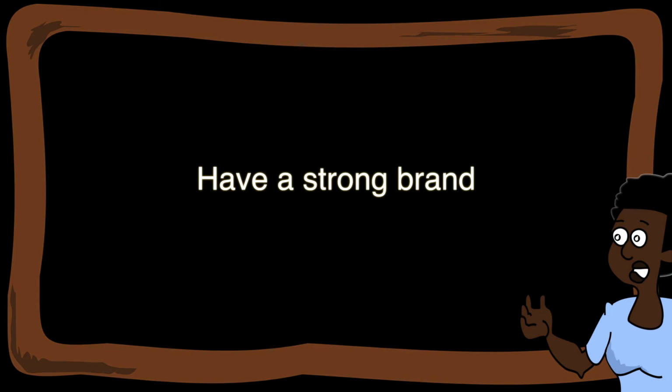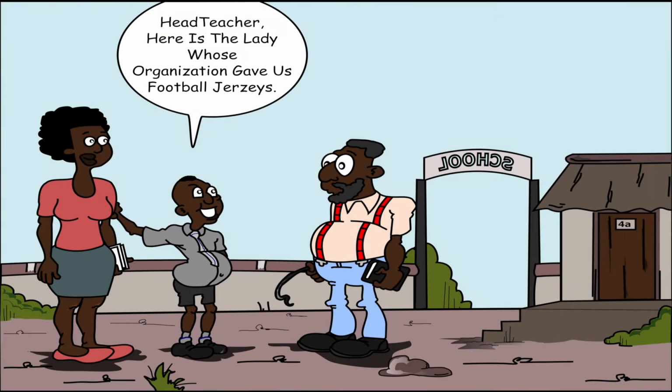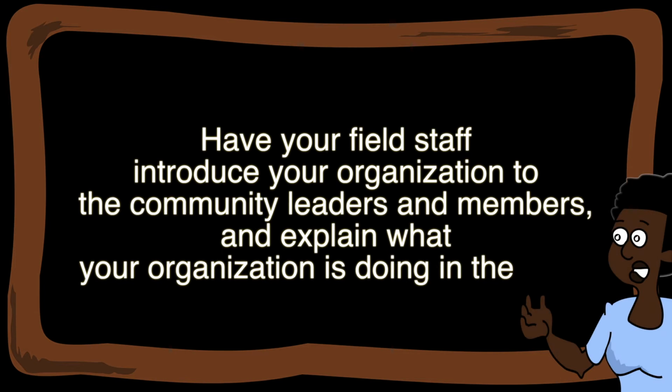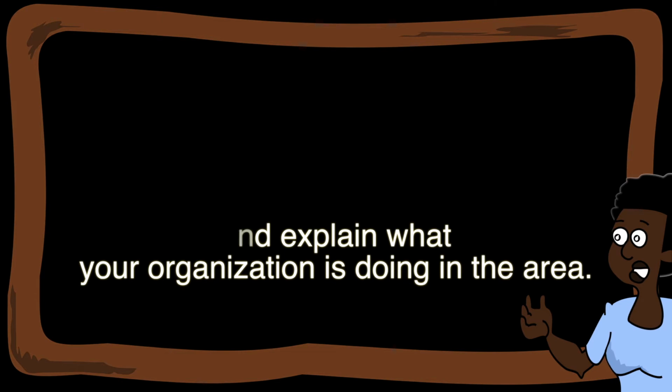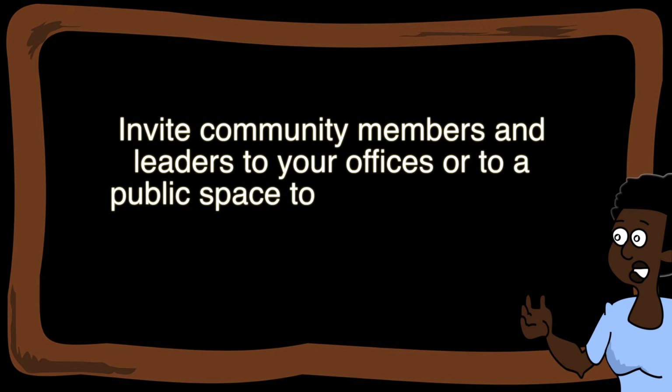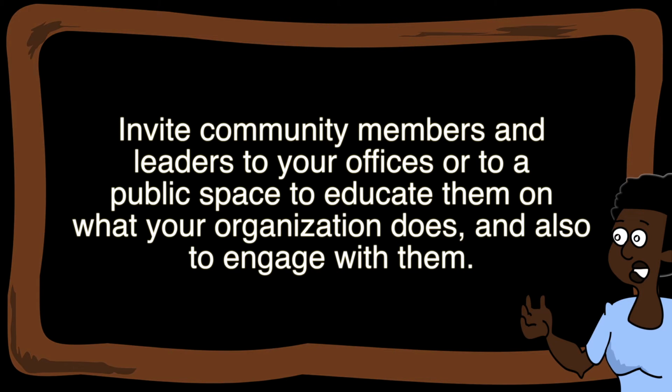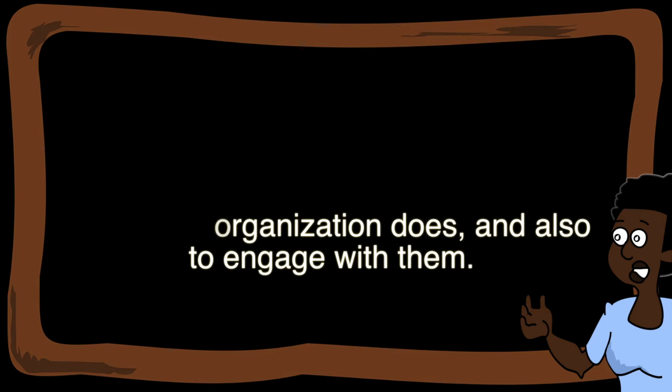Have a strong brand. Let people know about your organization and what it does, and specifically what projects it is working on in the community. There are several ways to do this. Have your field staff introduce your organization to the community leaders and members and explain what your organization is doing in the area. Invite community members and leaders to your offices or to a public space to educate them on what your organization does and also to engage with them.